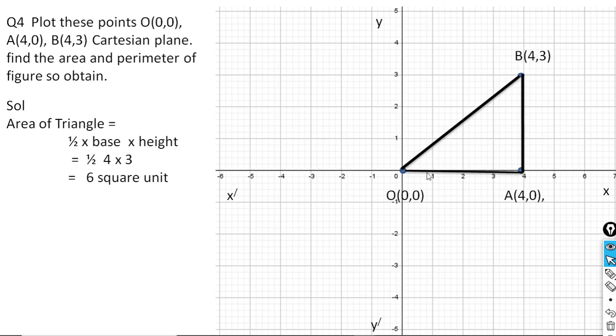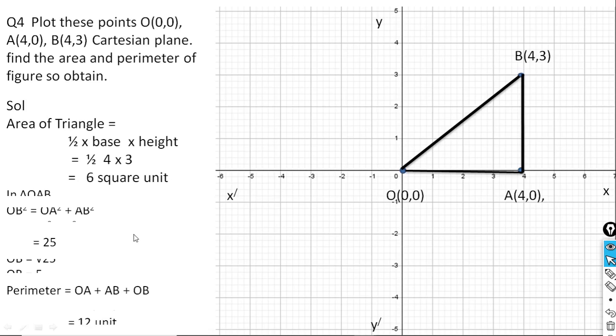For finding the perimeter, it is the sum of all 3 sides. That is, OA is 4 units, AB is 3 units, but we have to find OB. For finding OB, we use the Pythagoras theorem. OB square is equal to OA square plus AB square. That gives us 4 square plus 3 square, which is 25. By taking the square root, OB is equal to 5. And the perimeter is OA plus AB plus OB, 4 plus 3 plus 5. Total is 12 units.